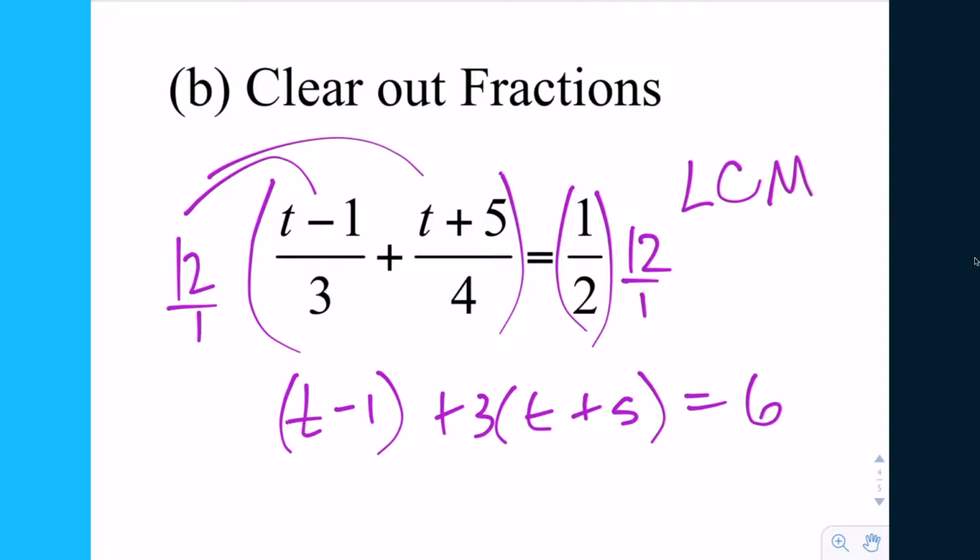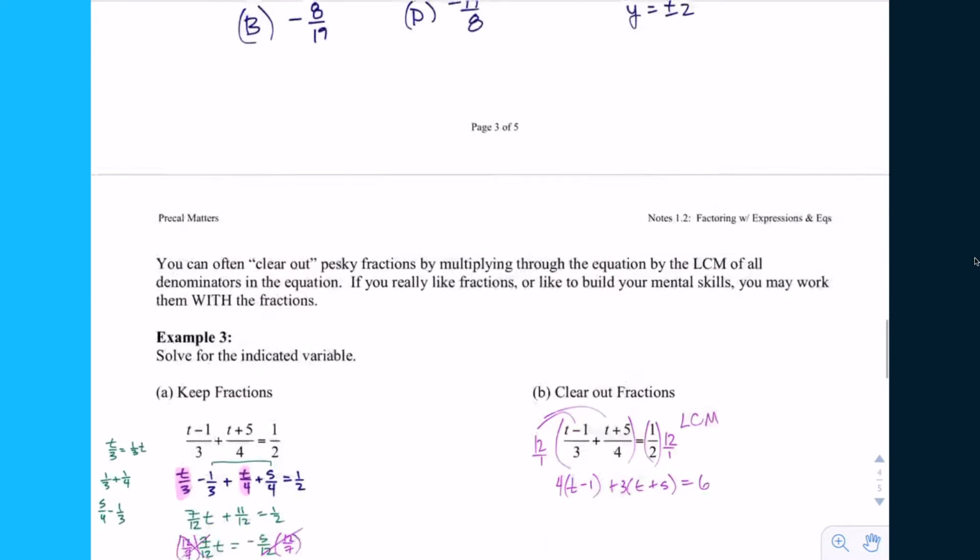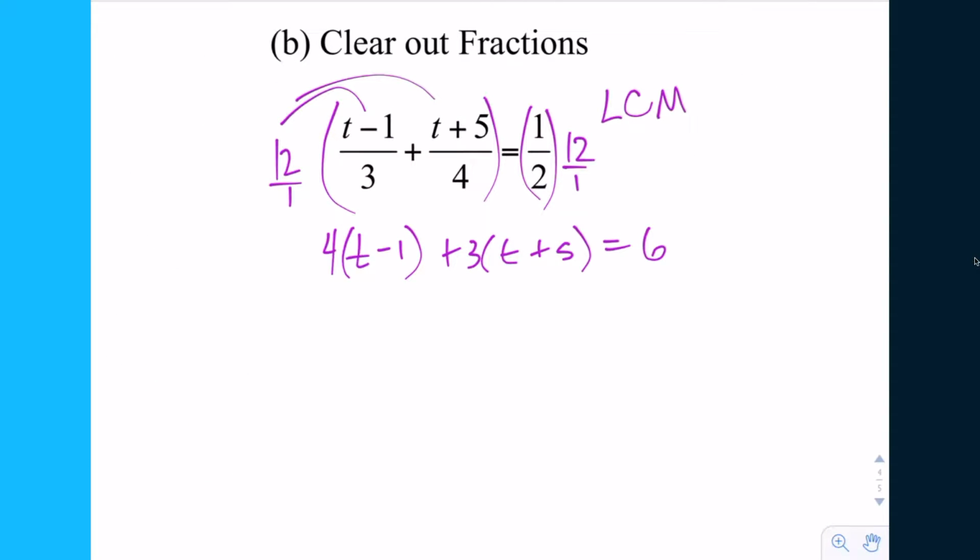And now you're kind of in your happy place, right? Because there are no fractions. It's almost like we're back up here on example 2a. So if we just distribute 4t minus 4 plus 3t plus 15, we're not even breaking a mental sweat here. No fractions. Not nearly as fun.